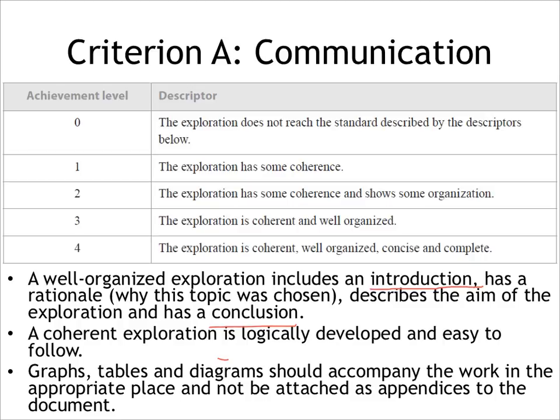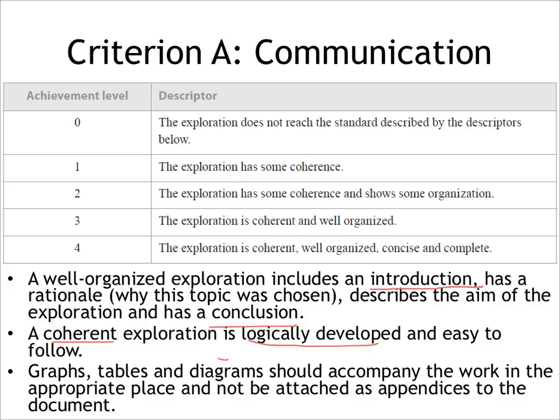Okay? Coherent means that it's easy to follow, right? You read the first part, the introduction, which leads you into the first step of your exploration. And as you learned about that, that leads into the next step of the exploration, and so on and so forth. So it needs to be logically developed. That's what coherent means, all right?